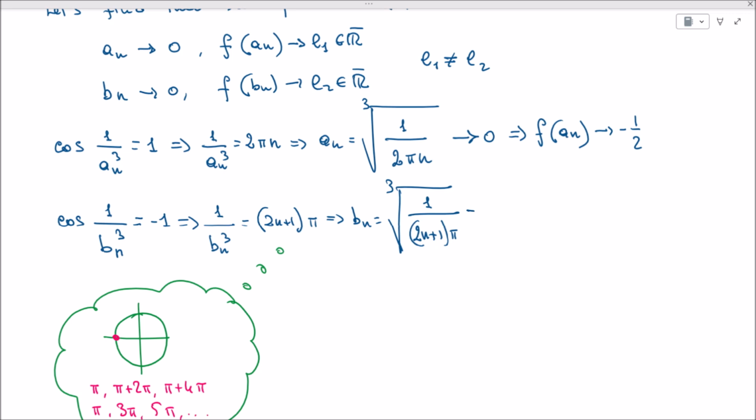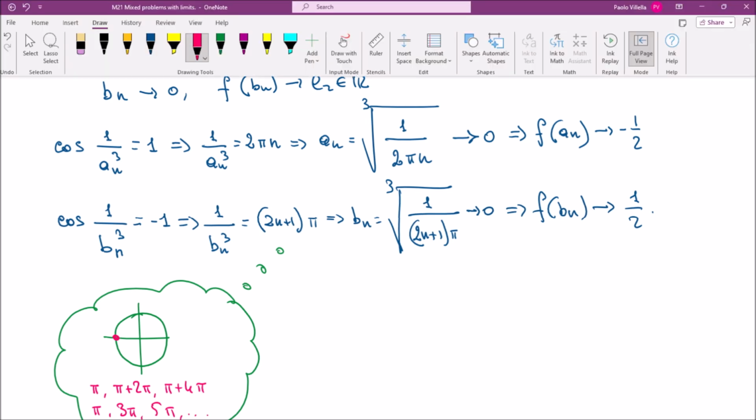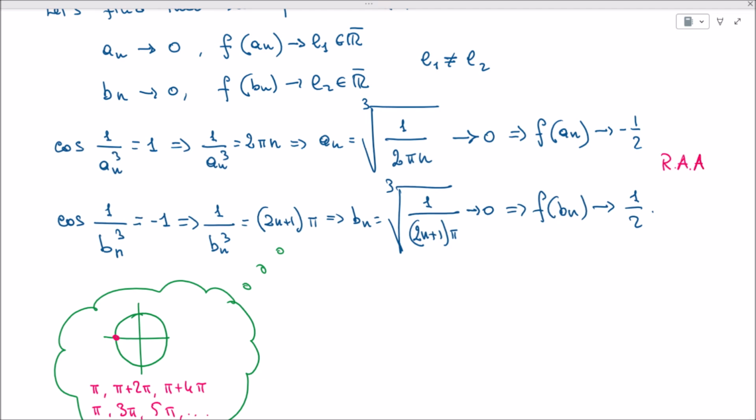Okay, and once again this will converge to 0, but then f of bn will tend to 1 over 2. So we have, this is f of bn. So this is just a reductio ad absurdum. So this proves that the original function has no limit.